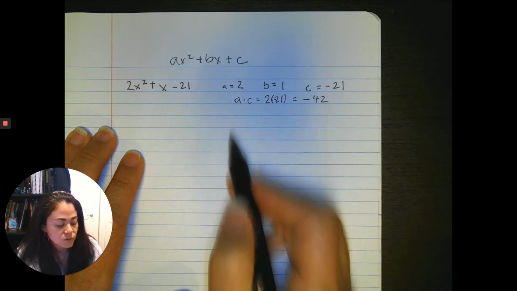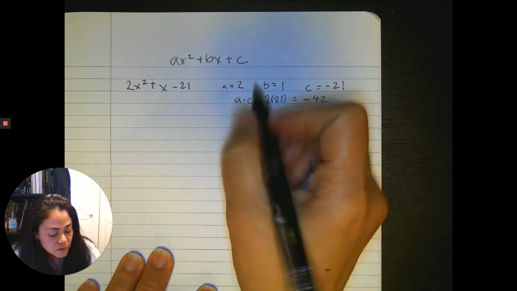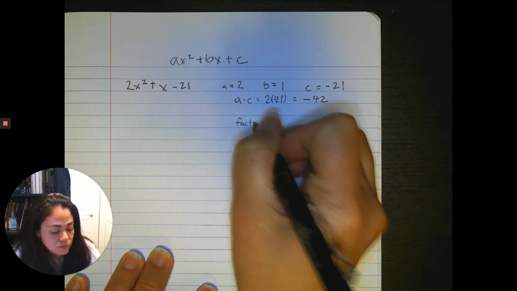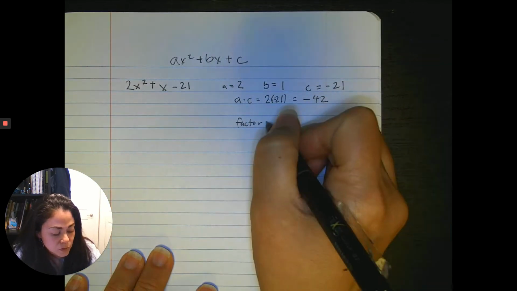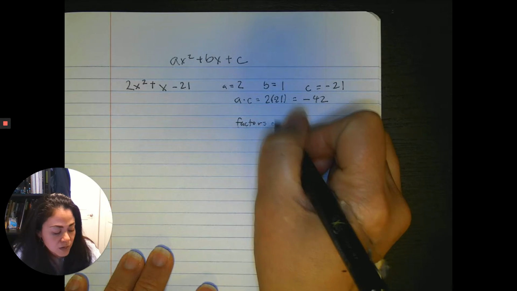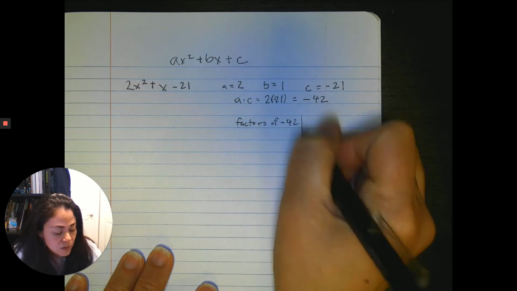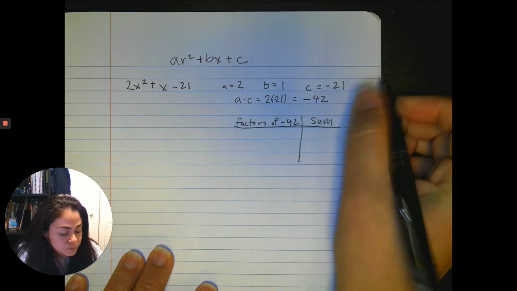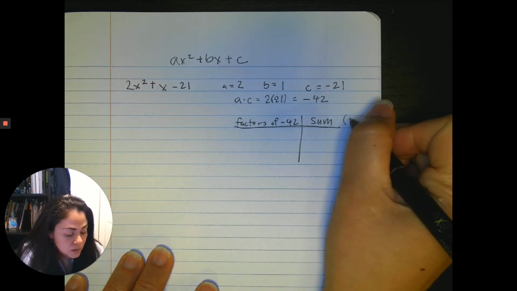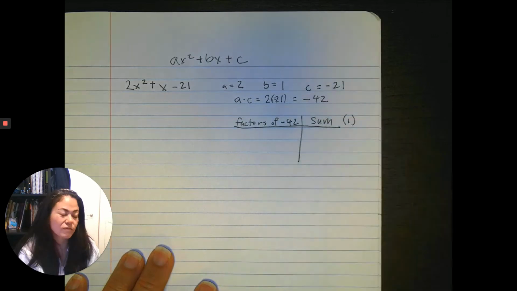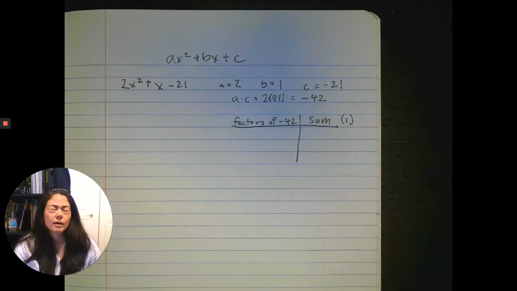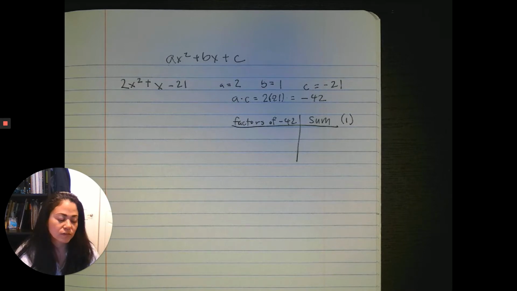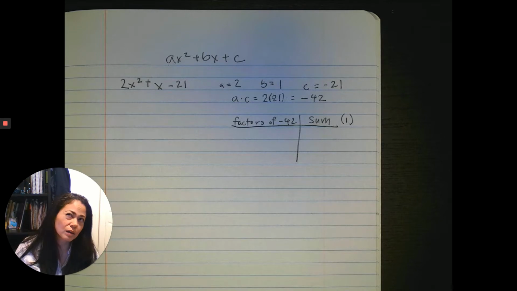So I'm looking for two numbers that multiply to get negative 42. So we're looking for factors of negative 42, and we want them to add up to B, which is 1. All right, factors of negative 42. Well, 2 times 21 definitely don't add up to 1, even if one of them is negative.